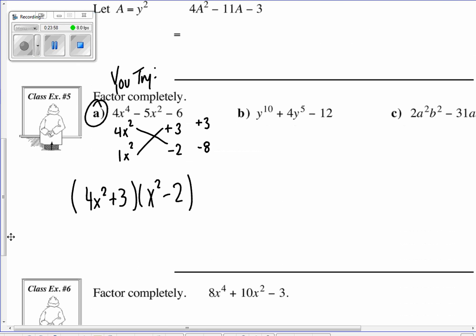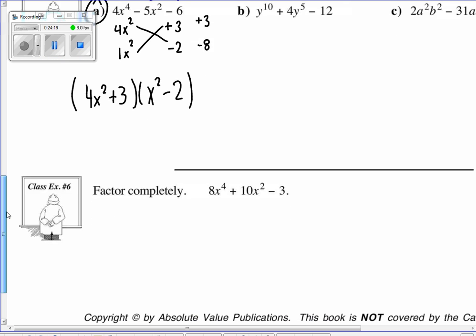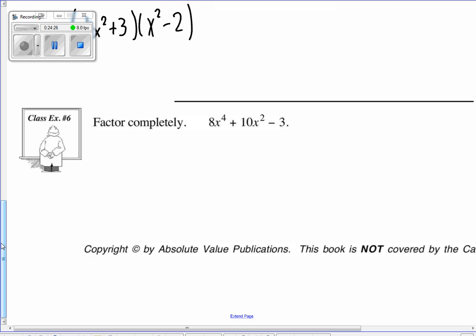Okay, go back to question 5. Lesson 5. Or sorry, lesson 7. I'm sorry, I meant class example 5. I know. But then remember we're going to have more time next block, okay? I'd like to look at one of these. Let's do number 6 here. Can you do number 6?